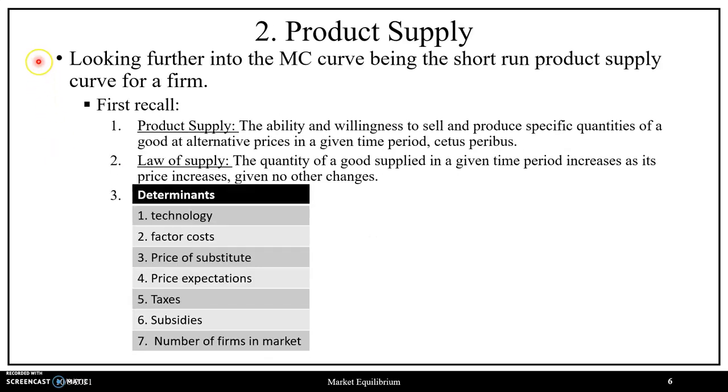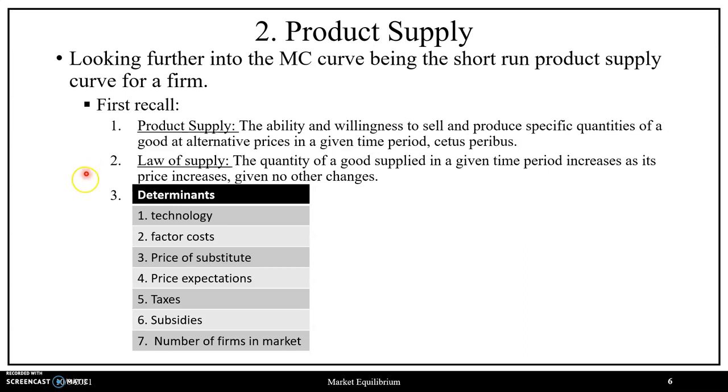So, in order to look further at how the marginal cost curve is the short-run product supply curve for a firm, let us first recall some things on product supply. First, defining product supply once more, it's the ability and willingness to sell and produce specific quantities of a good at alternative prices in a given time period, holding all else equal. And in regards to our primary property of product supply, we turn to the law of supply, that is, the quantity of a good supplied in a given time period increases as its price increases, given no other changes. That is, there's a positive relationship between the price of a good and quantity supplied of a good.